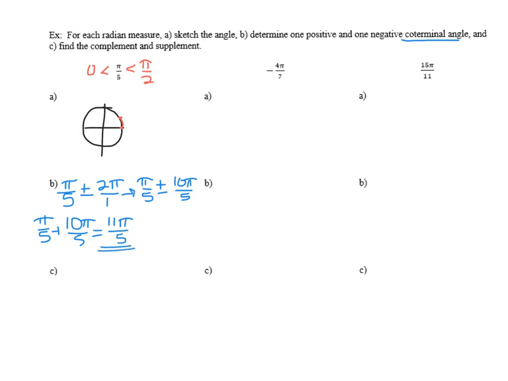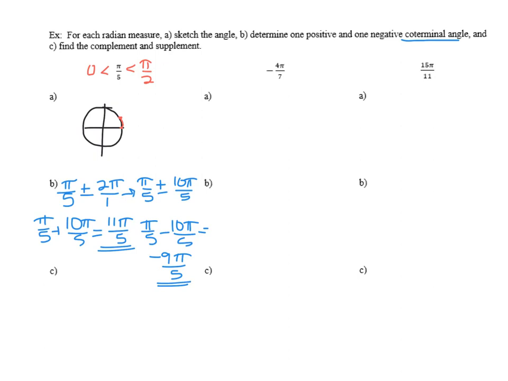And if we subtract them, sorry about that, pi over 5 minus 10 pi over 5 would be negative 9 pi over 5. There's one positive and one negative coterminal angle. Last but not least, to find the complement and the supplement.